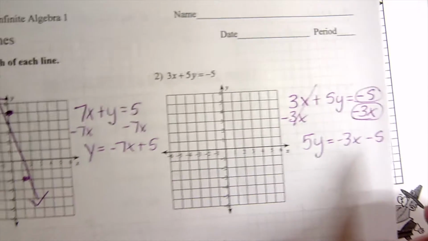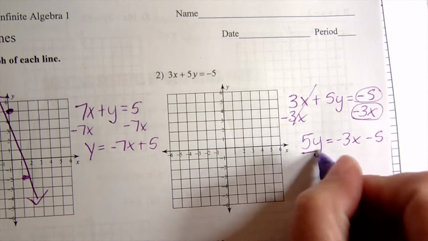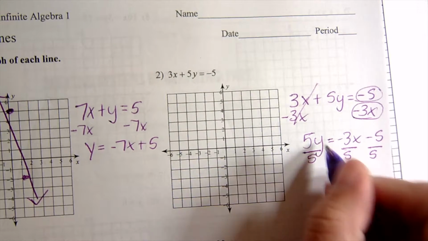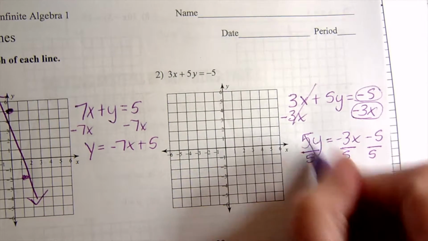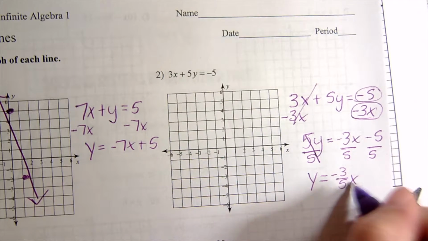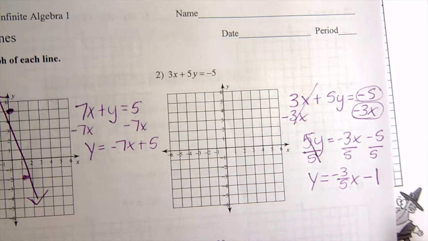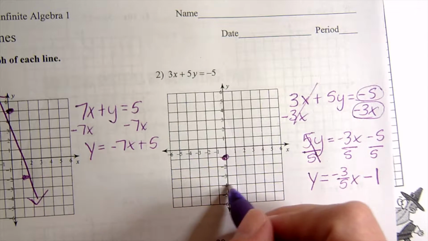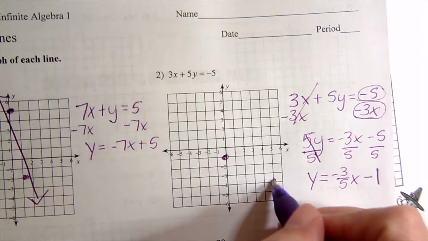Then what do I do? Divide by 5, because I want y by itself. So y equals negative 3/5 x minus 1. So what is my intercept? Negative 1. And then where do I go from there? Down 3 over 5.